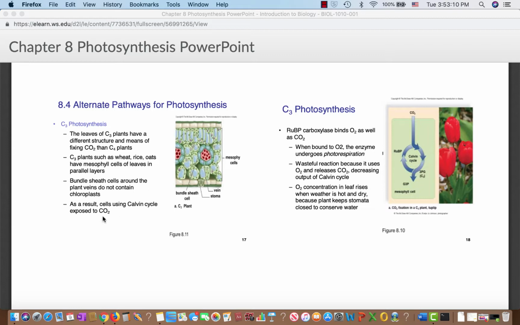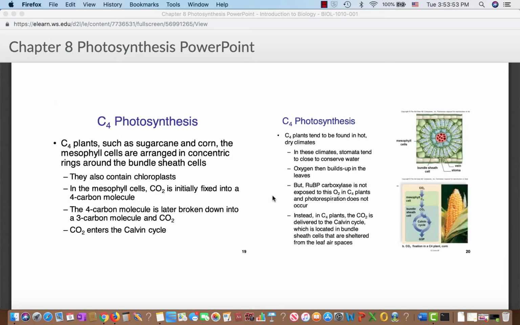The problem here is that the cells of the Calvin cycle are exposed to oxygen, and it decreases its energy output. The reason the oxygen concentration rises in the leaf when it's hot and dry is that the stomata remain closed to conserve water. During hot, dry weather, the plant is producing less and less energy, and so it either dies of dehydration or lack of energy. C4 plants get around this a little bit.